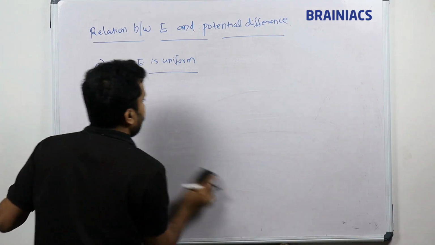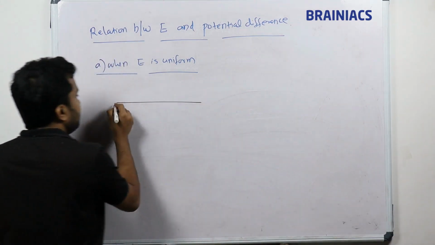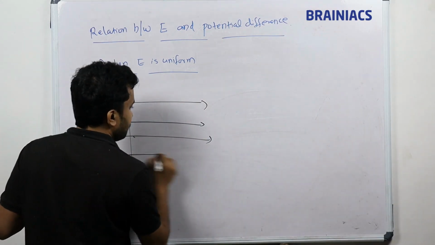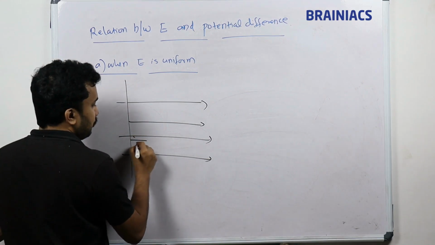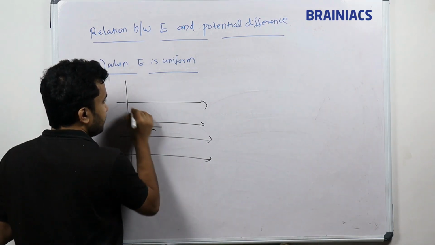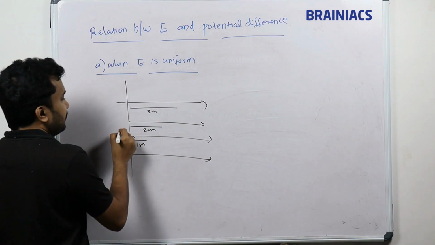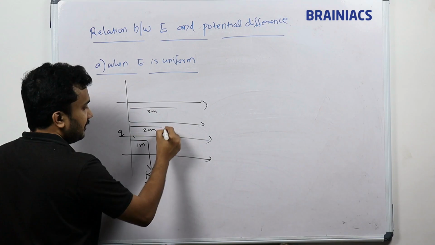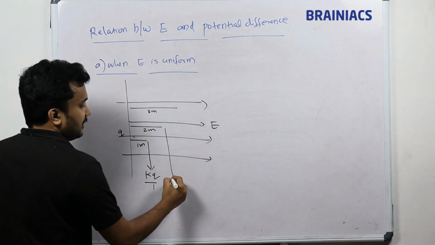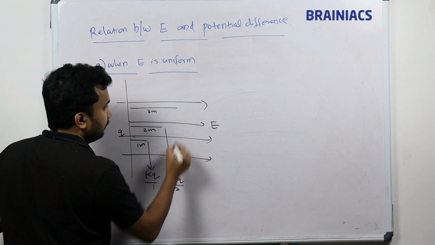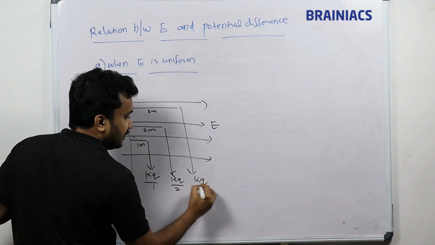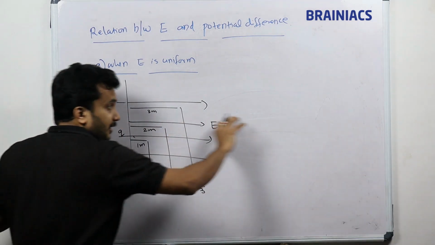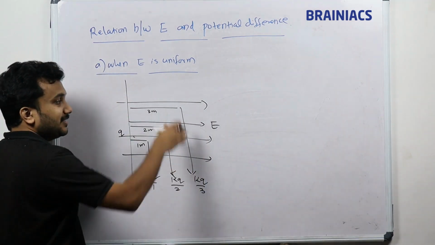So now I am considering a point like this one. This is the reference point. From here we have some electric field lines. Suppose at 1 meter distance, at 2 meter distance, at 3 meter distance, there is a charge Q. What is the potential at this point? I can say KQ divided by 1 meter. This is the direction of electric field. Here it is KQ divided by 2 meter. Here KQ divided by 3 meter. So along the direction of electric field, potential decreases.